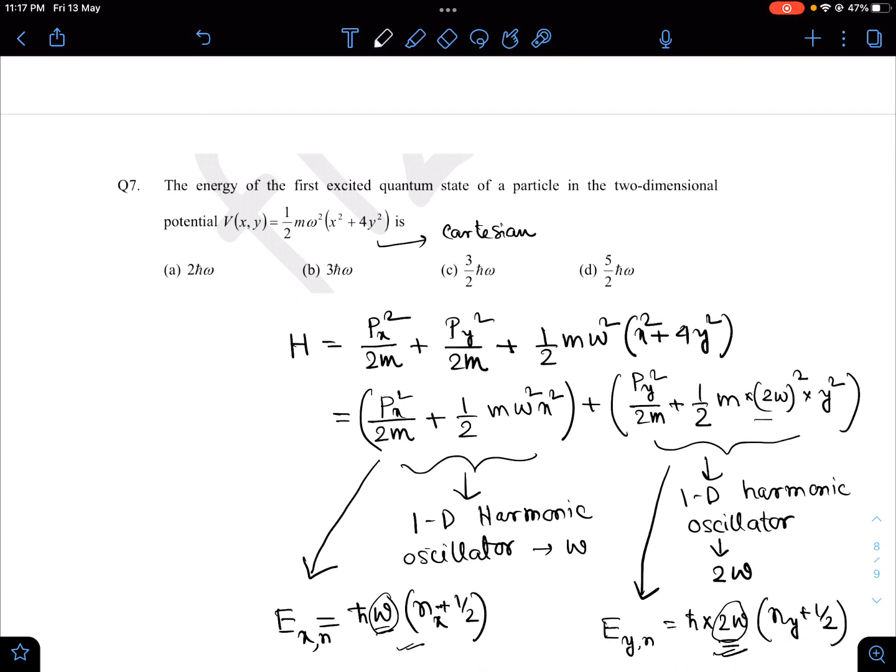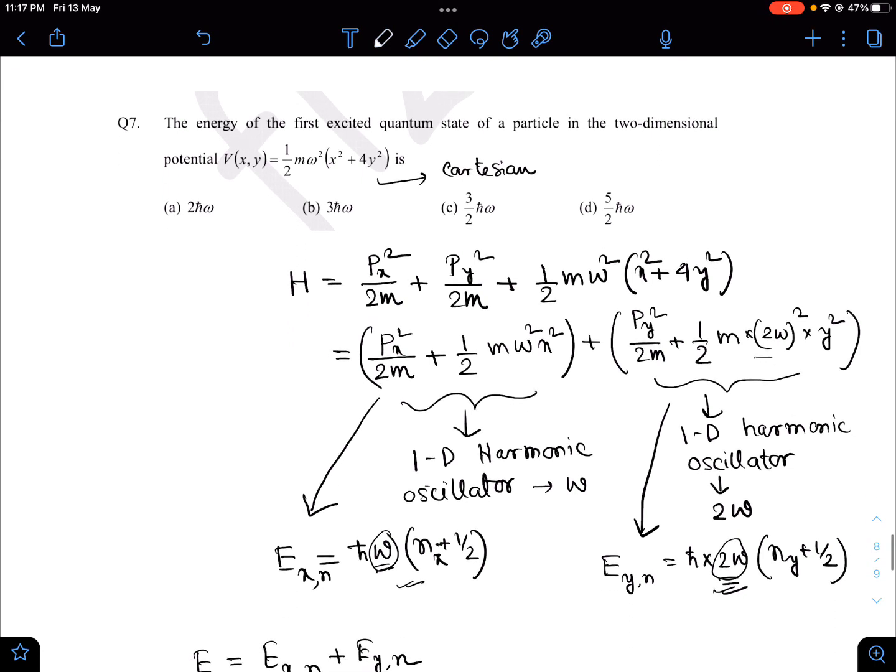So various kinds of problems can appear. It can be like 9y squared or something. What you have to do is write down the harmonic oscillator potential, and then arrange and check which quantum number gives which energy.